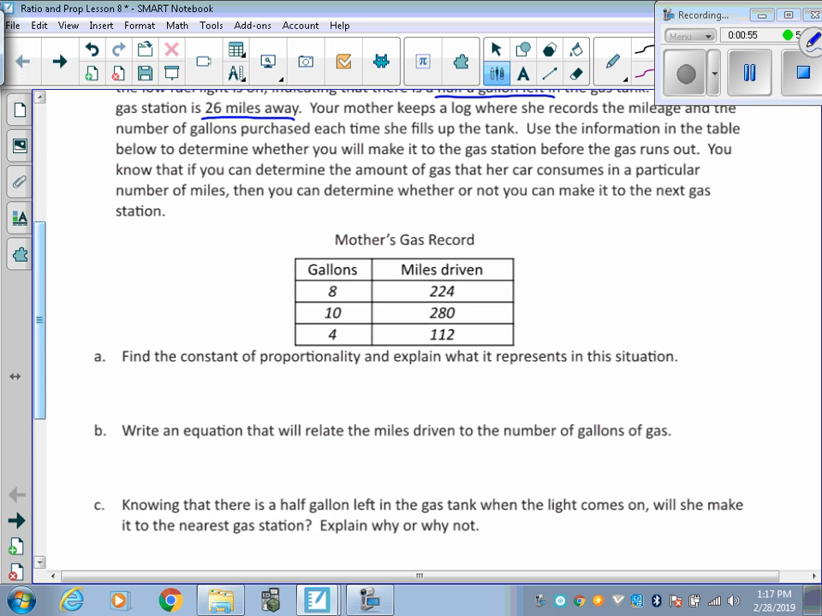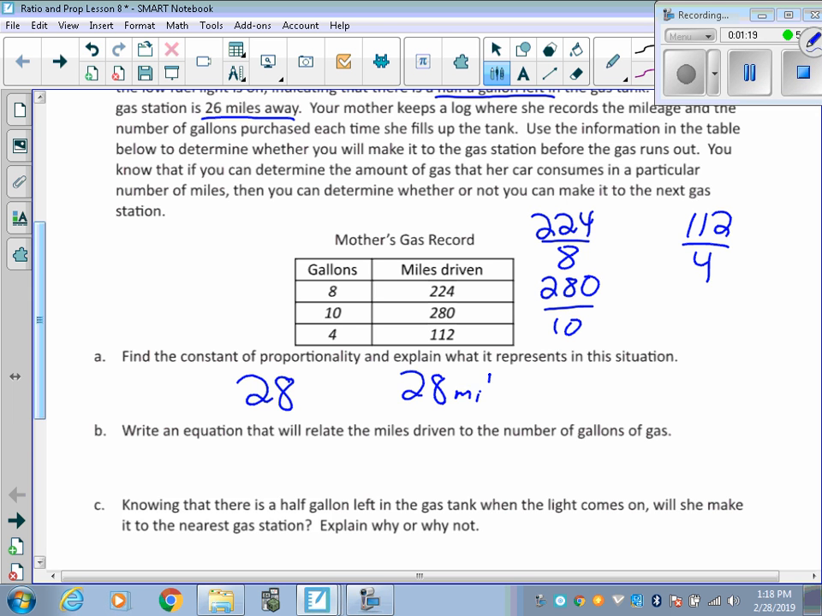So we need to find the constant of proportionality. Well, as we know, we're going to take 224, divide by 8. Take 280, divide by 10, and 112 and divide by 4. Every single time you do that, you get an answer of 28. So, what does that mean? Explain what it represents. It means 28 miles per 1 gallon. So you get 28 miles for every gallon of gas.